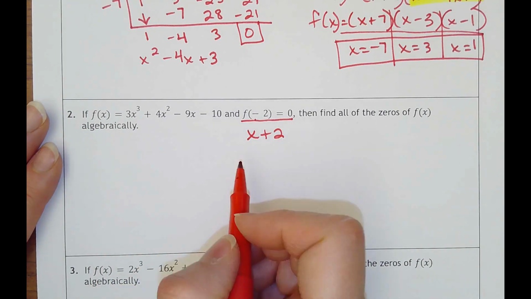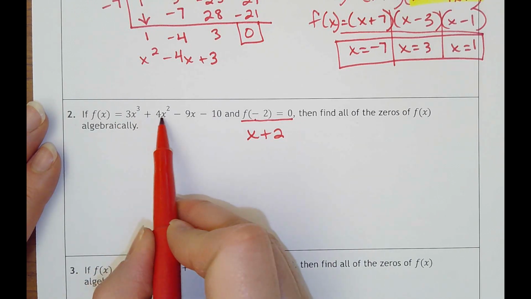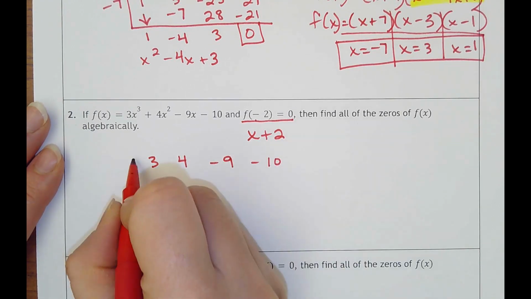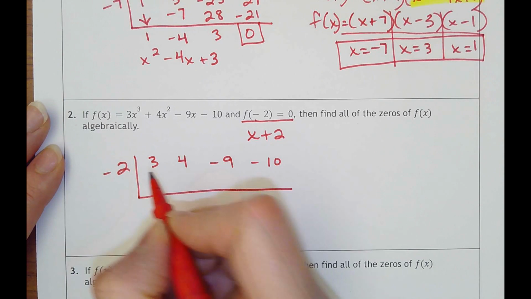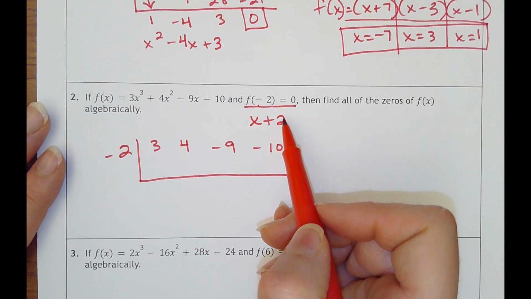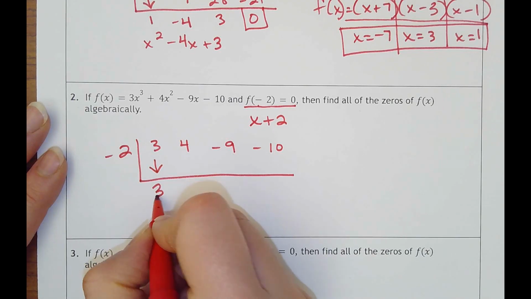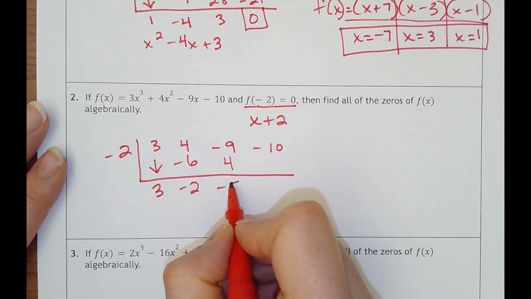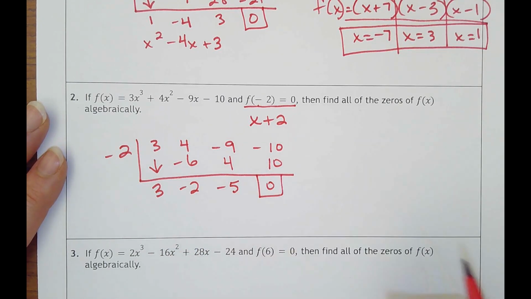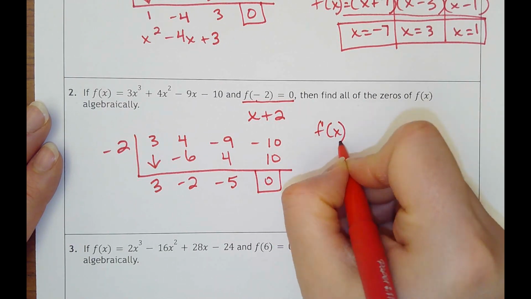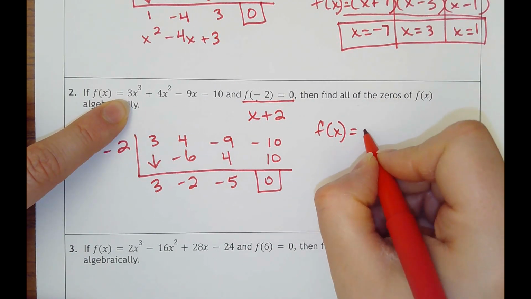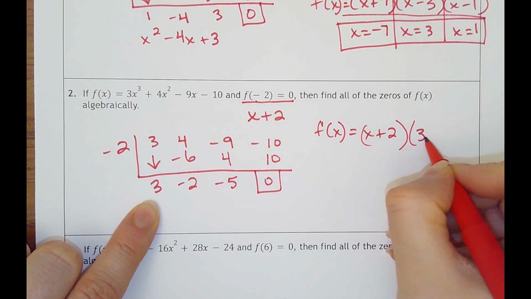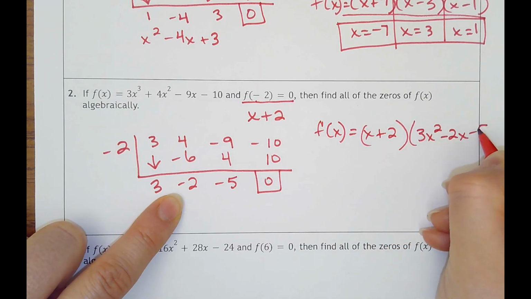So I'm going to go ahead and set this up and do synthetic division again. Always make sure everything's here so you don't need any zeros for placeholders. Of 3, 4, negative 9, negative 10. Dividing by negative 2. I got confused and thought I was doing long division for a minute. And you better end up with 0. Okay, so off to the side, I'm going to write what this function is. So first thing is factored out is the x plus 2 that we got from the problem. And then this becomes a 3x squared minus 2x minus 5.